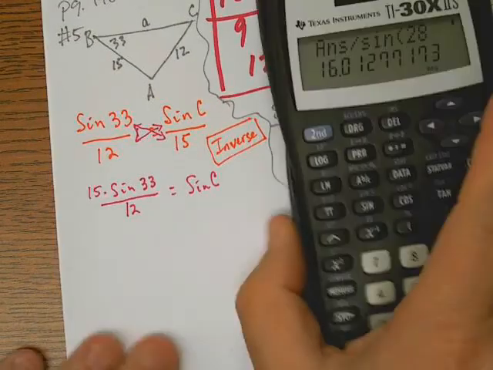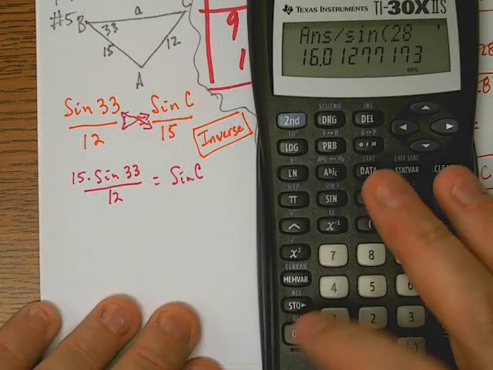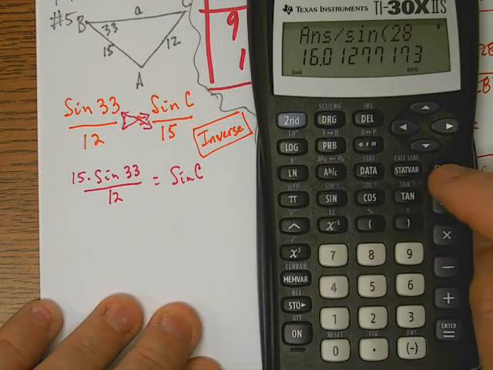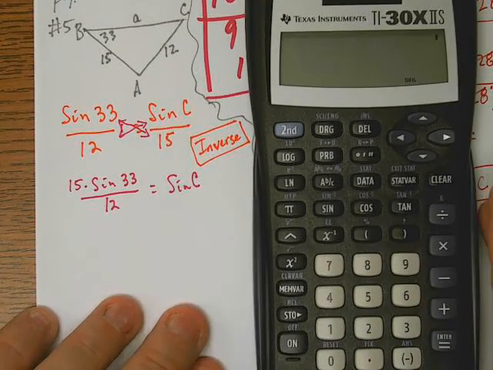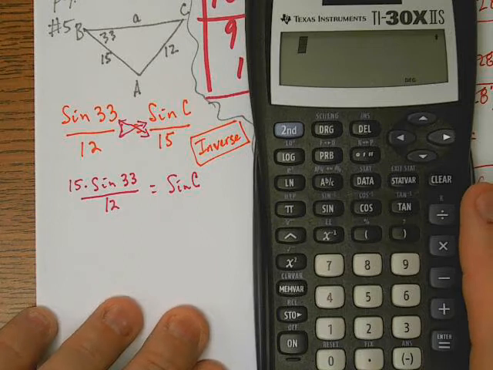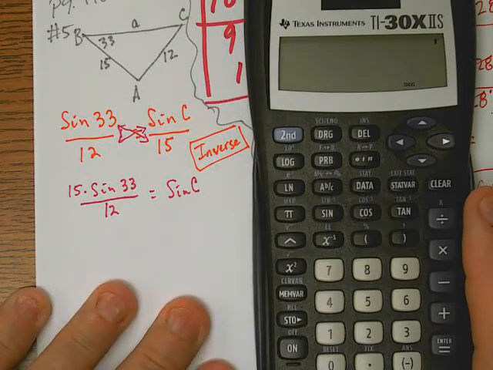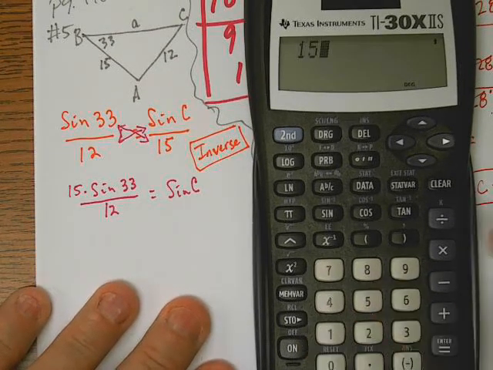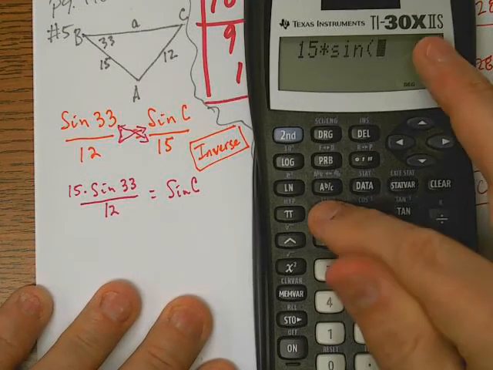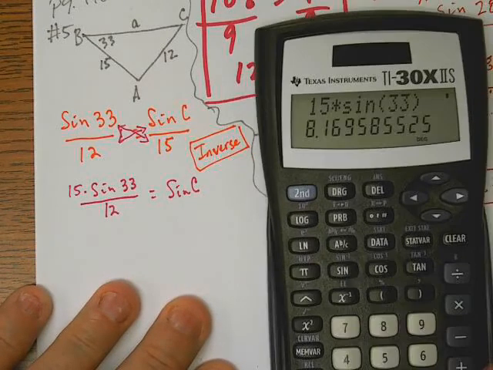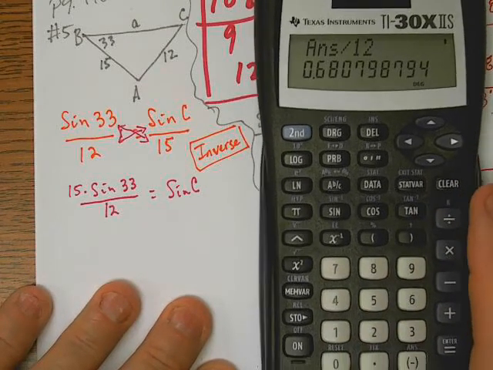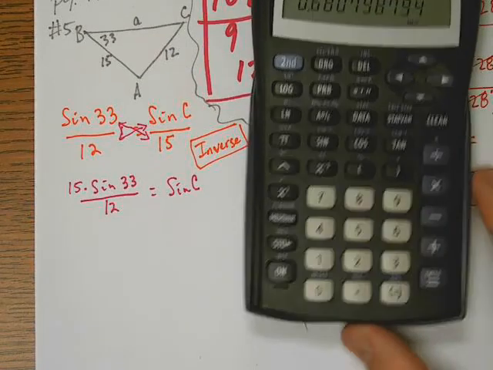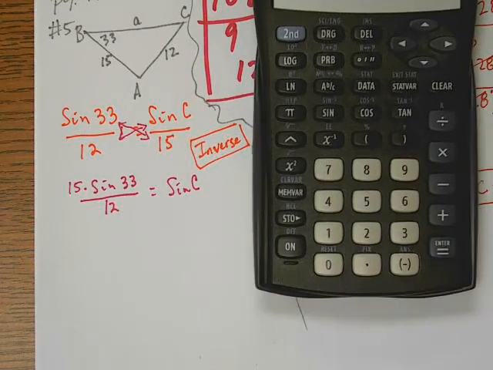Okay, those of you that are stuck, take a look at the screen. Virtual students, pay attention. All right, so to find the measure of angle C, we have to use the inverse. But first of all, we've got to find the decimal. So we're going to take 15 times the sine of 33, and then we're going to divide that by 12, and that gives me the decimal. Now look at this. There's a little trick here. Let's see if I can show it on the screen. Virtual students, you just have to listen.